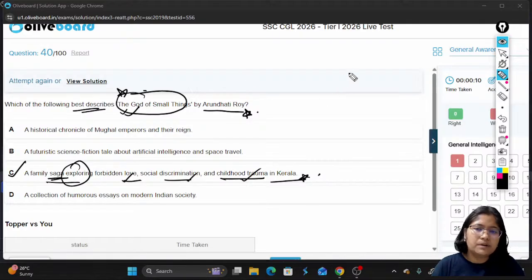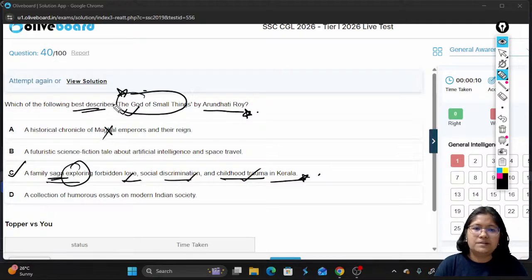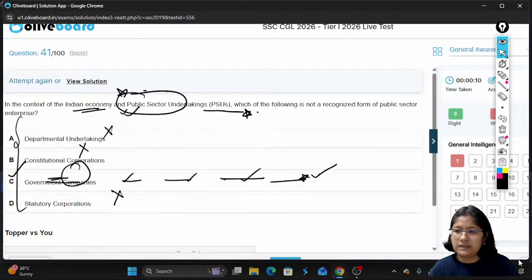Just like South Indian movies, the books which are focused on regions, that also has, probably, this is my personal observation, may not always be true, but it is like that. It is not about Mughal emperors, it is not science fiction, and it is not an essay on modern Indian society. So even if you don't know what the book is focused on, this is how options and practicing MCQs will help you come to the correct answer.